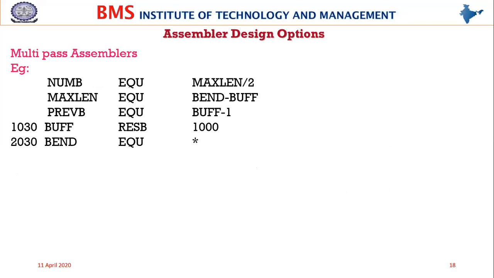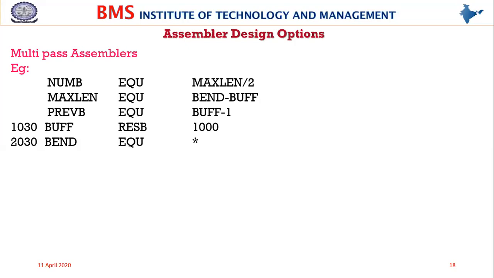I have numB, which is a user defined symbol, equal to maxlen by 2. Maxlen divided by 2. We don't know the value of maxlen yet. Maxlen equal to buffer end minus buffer. We don't know the values of buffer end and buffer.